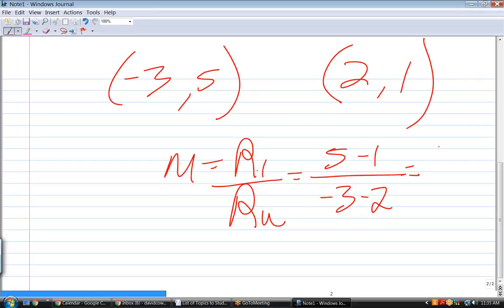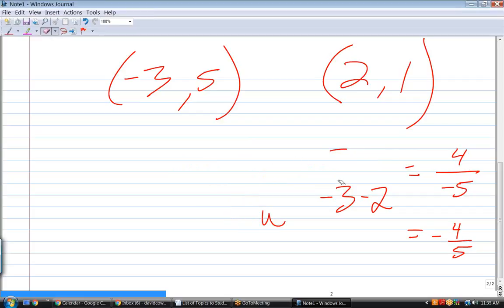Okay, that makes sense. So what does this equal? It'd be 4 over negative 5, and that is negative 4/5. So the slope is negative 4/5. Now, let's find the equation of this line.